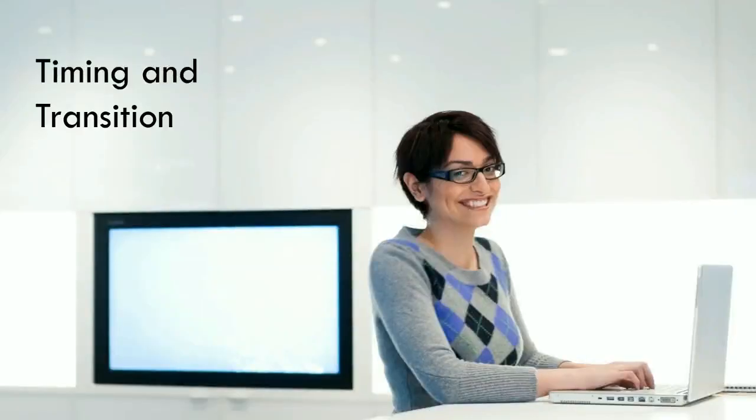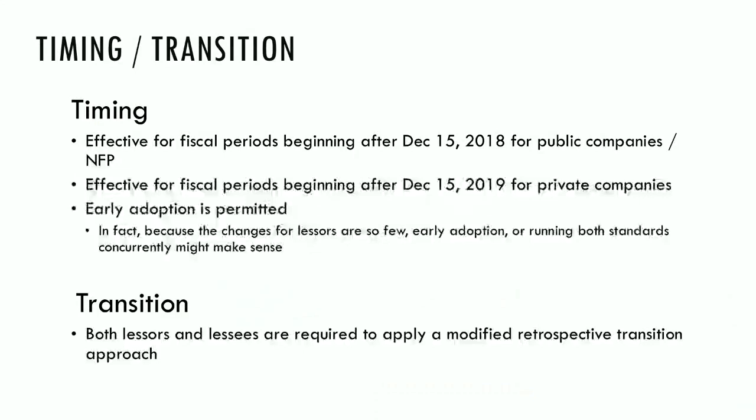Let's talk about the timing of the transition. When does ASC 842 take effect? How do I get there? ASC 842 for public companies and not-for-profits is effective for fiscal periods beginning after December 15th, 2018. So unless you've got a late December year end, basically you're looking at a January 1, 2019 start. For private companies, they allow one extra year to adopt. Now, early adoption is permitted, and in fact, it might make sense to do so. We're going to be considering this a little bit more as we go through this section.